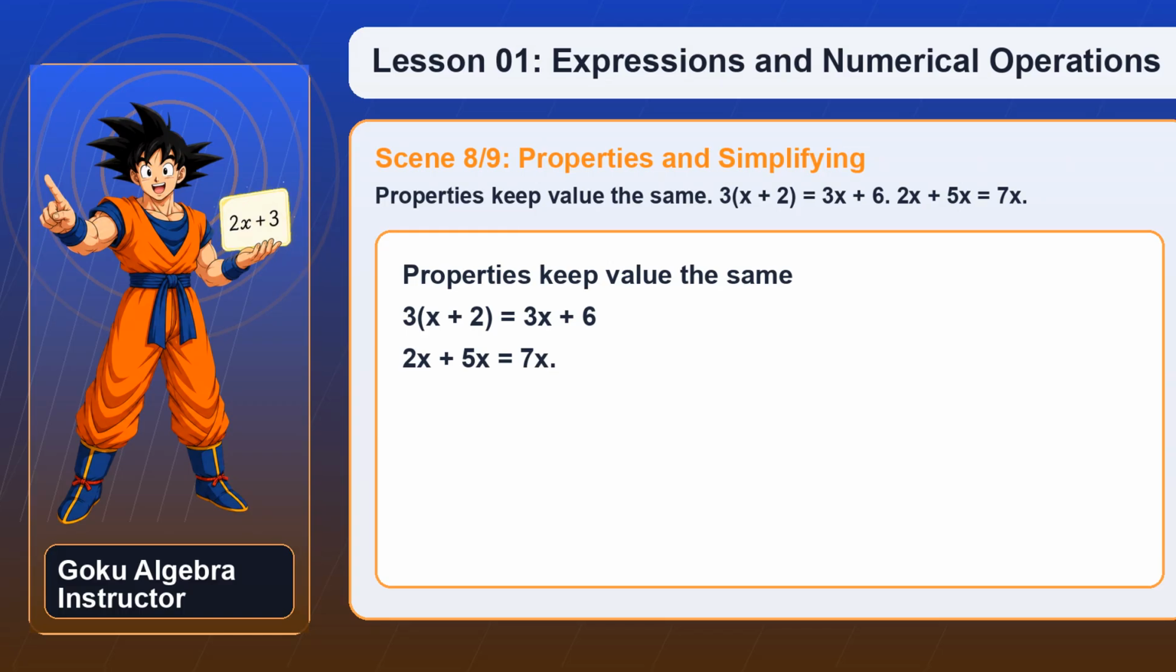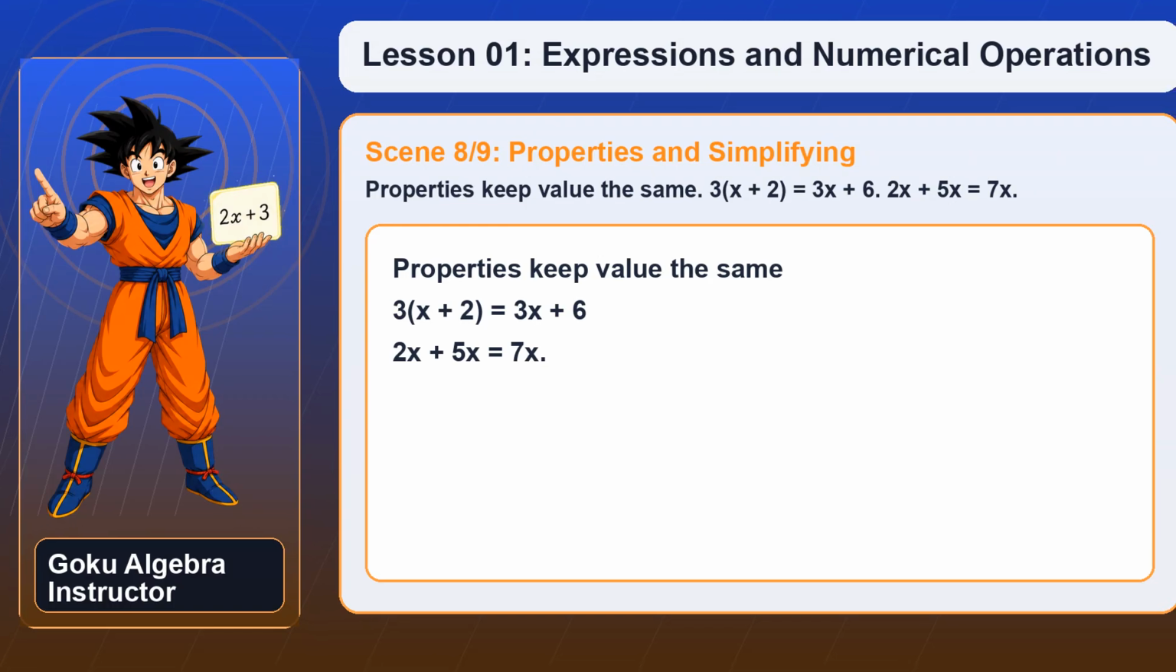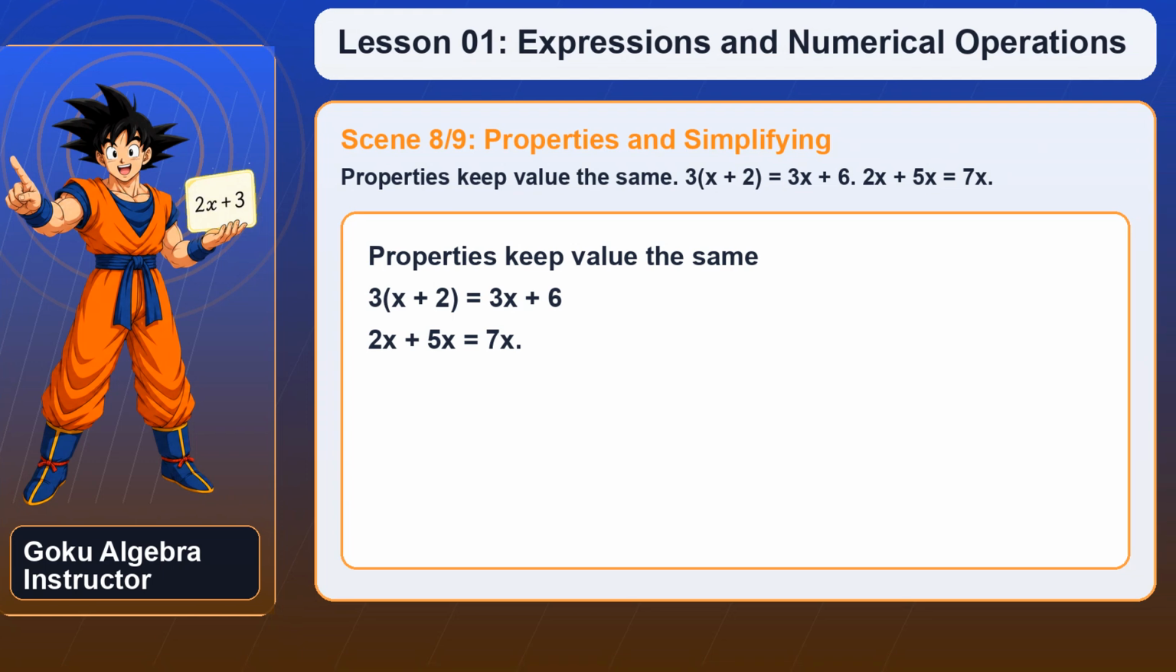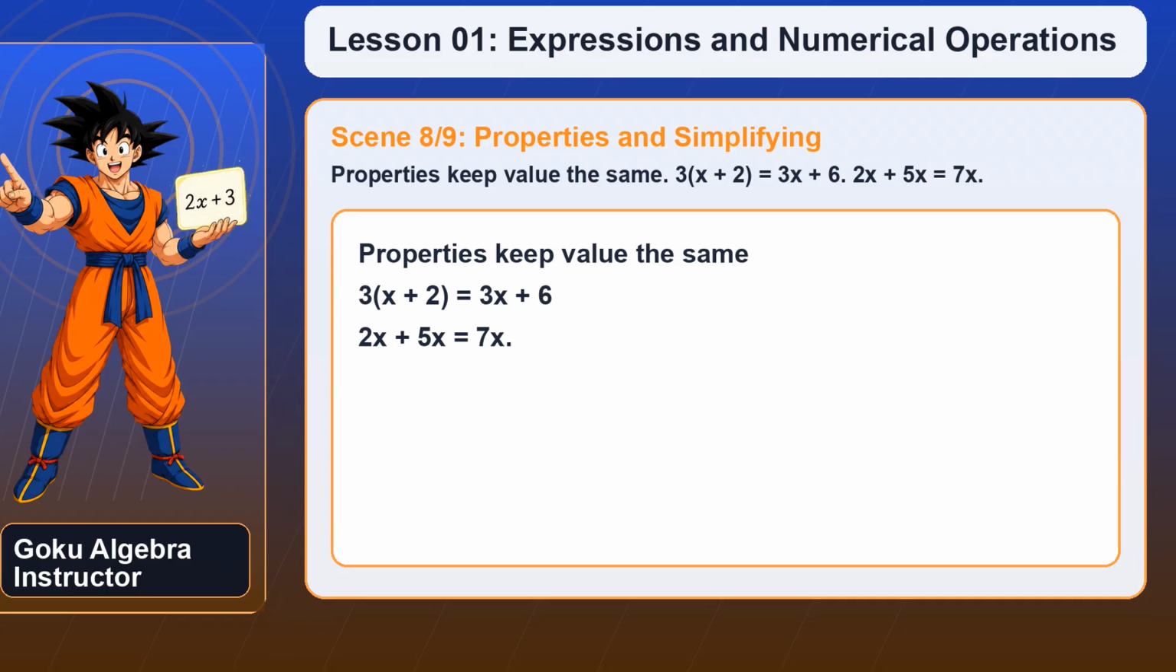Then we combine like terms, which are terms with the same variable part. 2x plus 5x becomes 7x. Like terms can team up. Unlike terms stay separate.